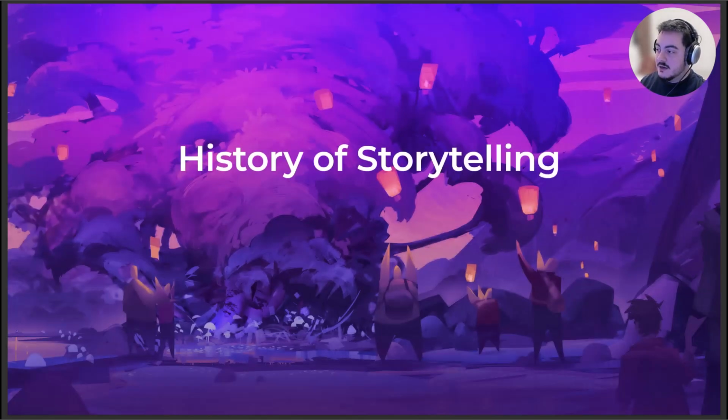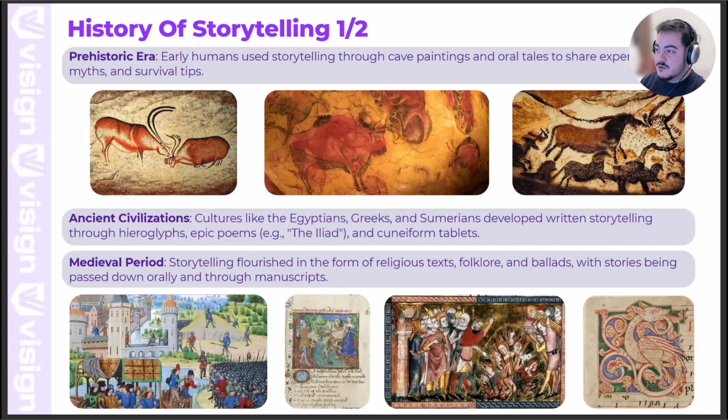Now let's go into the history of storytelling. When it comes to the history of storytelling, we're going to go through eras basically, so we can have a comprehension about the eras and when it happened, why it happened. So we have the prehistoric era, where early humans used storytelling through cave paintings and oral tales to share experiences, myths, and survival tips. If you think about prehistory, we have all these cave paintings that are interesting, and people actually conveyed the messaging to the next generation that was seeing those paintings, to understand certain things that happened with these types of animals, or certain types of action, or a certain type of experience that they went through.